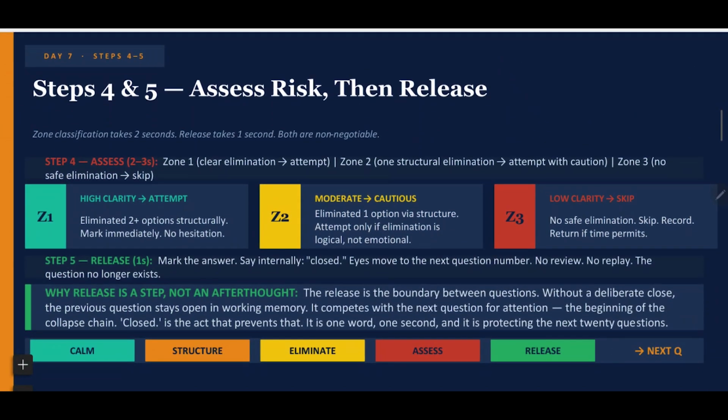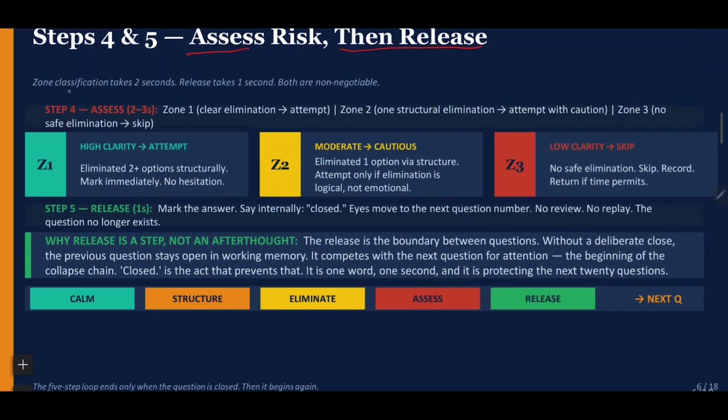Now you have to run step 4 and step 5. Assess risk, then release. Zone classification takes 2 seconds. Release takes 1 second. Both are non-negotiable.